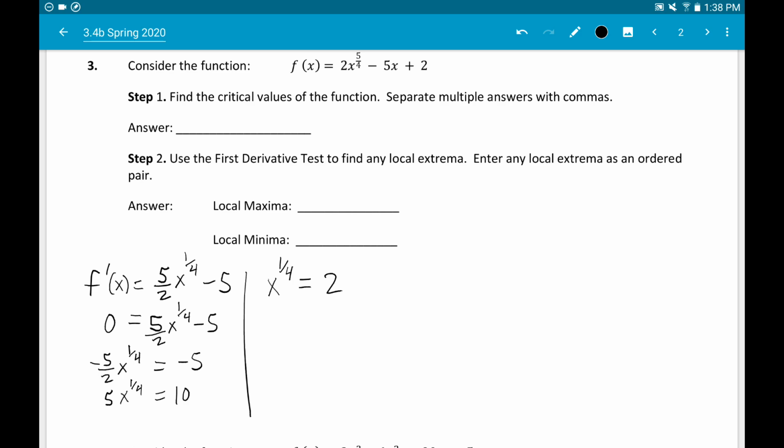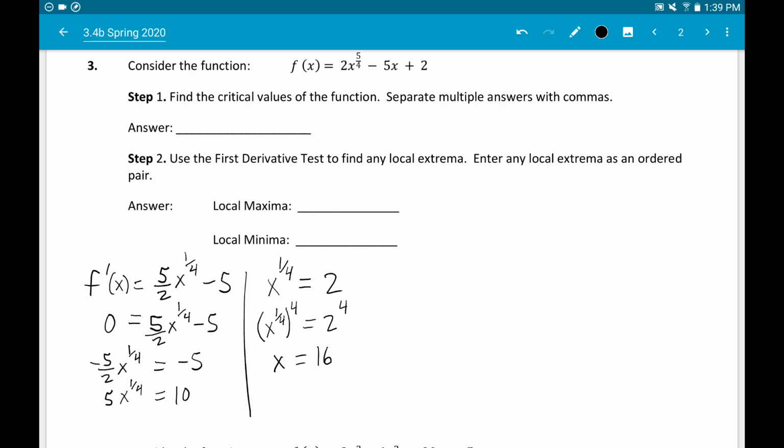Alright, so we want to solve this equation with a fractional exponent. If I want to get rid of the exponent 1/4, I would raise it to the reciprocal of 1/4. The reciprocal of 1/4 is 4. If I do that to the left side, I'm also going to have to do it to the right. So I have x to the 1/4 that I'm going to raise to 4, and I do that on the right as well. That leaves you just x on the left, and 2 to the 4th is 16. So there's our x value.